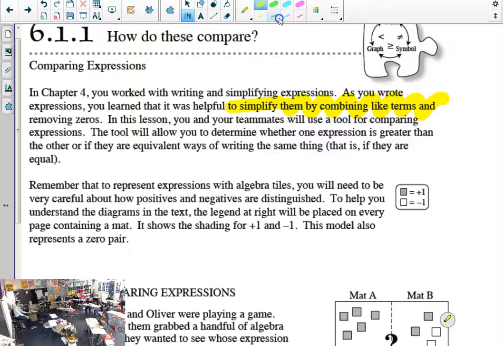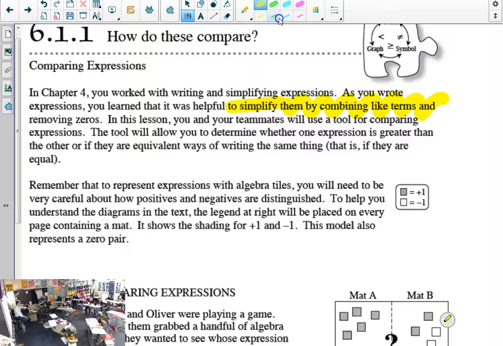So now we have this comparison mat where we're going to be comparing one expression with another expression. So remember that to represent expressions with algebra tiles, we need to be very careful about positives and negatives. With our physical tiles, how do we know positive versus negative? The ones that you're looking at in front of you, the colored tiles. What did you say, Aubrey? Somebody said it. Francesca? Nope, what we're looking at. The ones that we have on our desk. Like what you physically have in front of you.